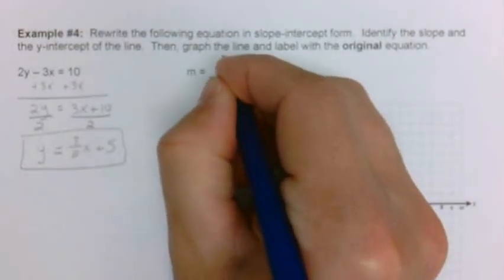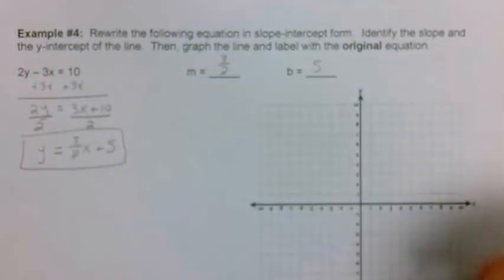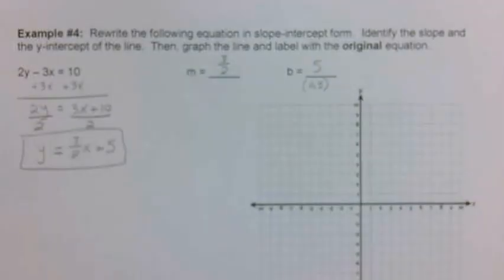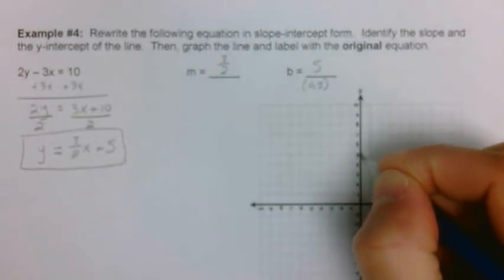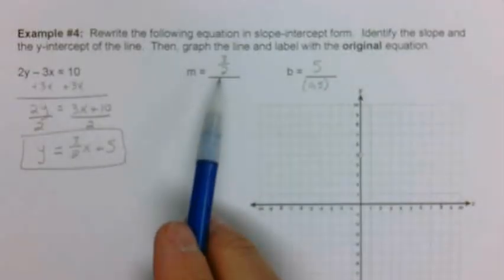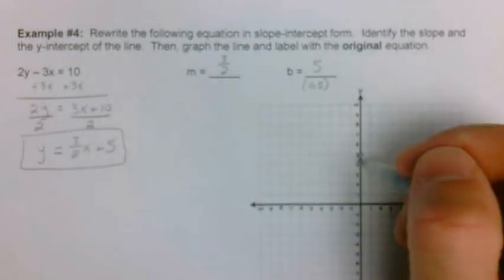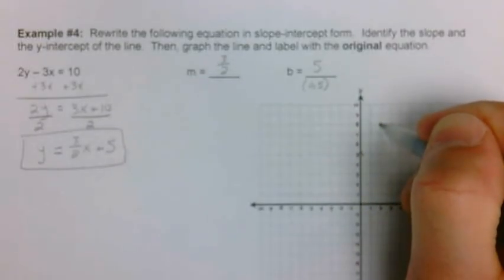So the slope is going to be 3 halves, and b equals 5, which means on our graph here, we're actually going to start at the point 0, 5, since that's the y-intercept. 0, 5 is right here, and then use the slope to get from point to point. We're going to rise 3 and go to the right 2. So go up 3 and to the right 2, and that point would be on the graph.